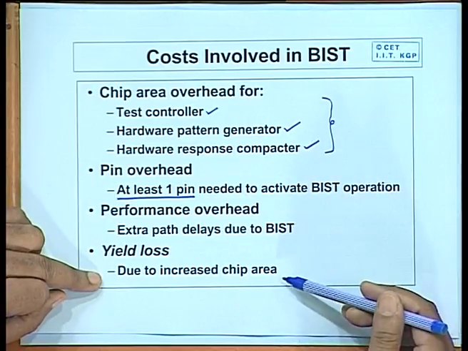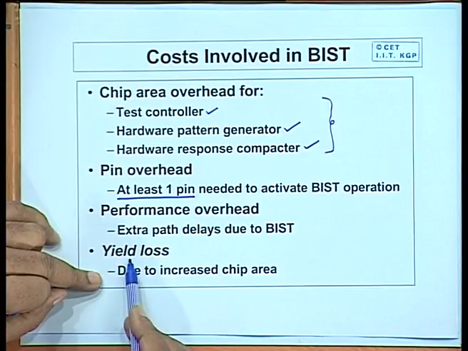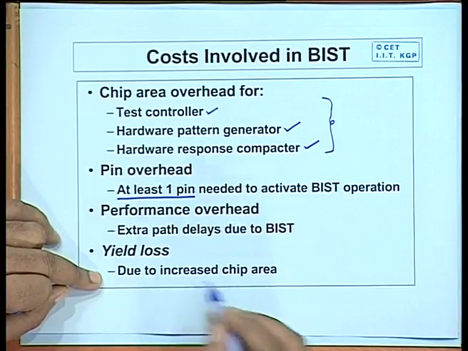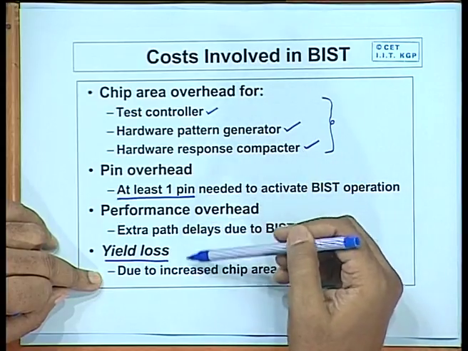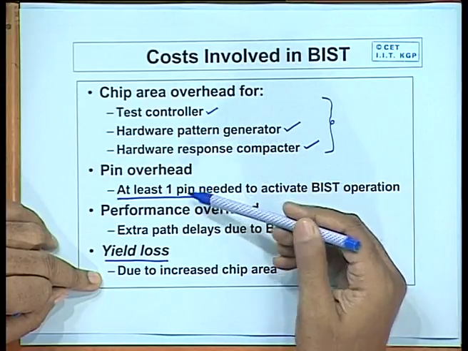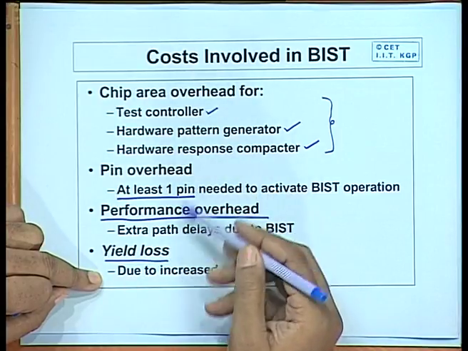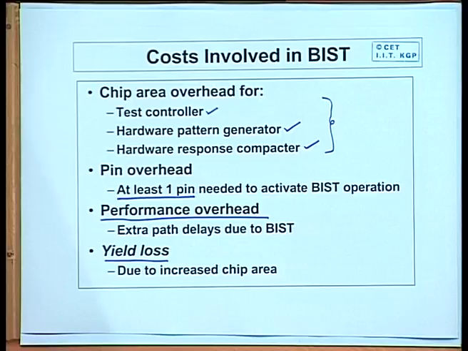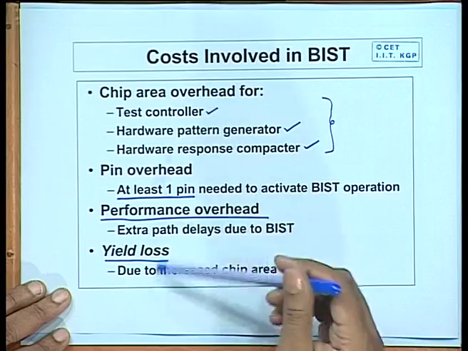And earlier we had mentioned that if we increase the chip area, the chip yield will also drop. Now, since we are adding some additional components, chip area goes up, so yield will also go down. So, these are the different components of the cost involved in BIST: chip area overhead, one additional pin, a little bit of performance overhead, and of course, associated yield loss. Well, of course, in today's multi-million device chips, this yield and chip area overhead are not that important, because the increase will be extremely marginal.